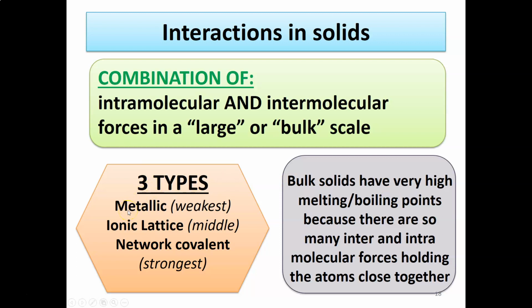Metallic substances are bulk solids. Ionic lattices are bulk solids. And something called network covalent is a bulk solid. If we were going to be very generic and rank these from weak to strong, metallic would be weaker, then ionic, then network covalent. But all of these, even the weak metallic ones, are still typically stronger than anything else you would see, any other forces, because we have so many happening.